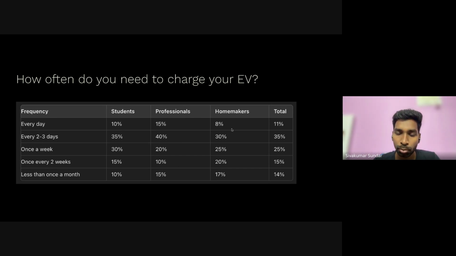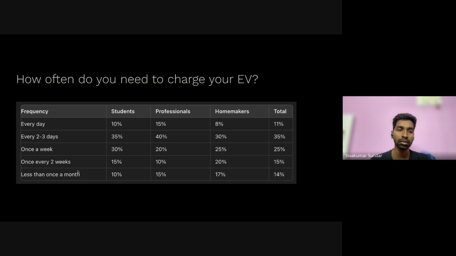All three categories of users, the major number of them, charge every 2 to 3 days. And what is the reason for this? Most EVs have a range of, say, 100 or 120 kilometers in bikes, and if it's a car, around 300, 350 maybe. So they exhaust the charge while traveling. Students travel to colleges and professionals to offices, around 40 kilometers two way. So they drain the charge in 2 days, and that is the reason they charge every 2 to 3 days.